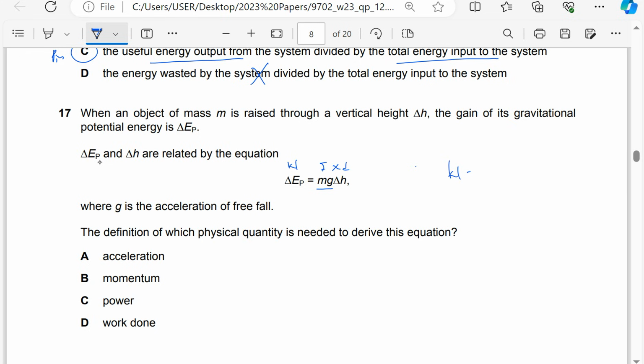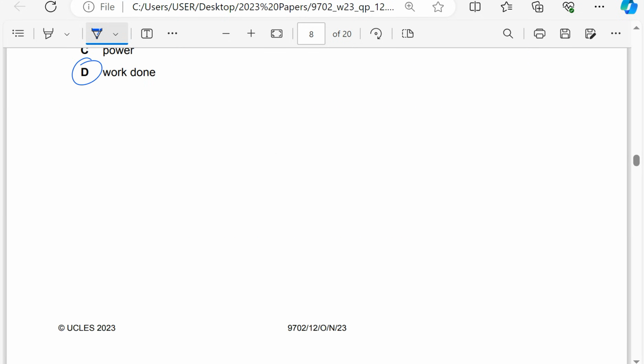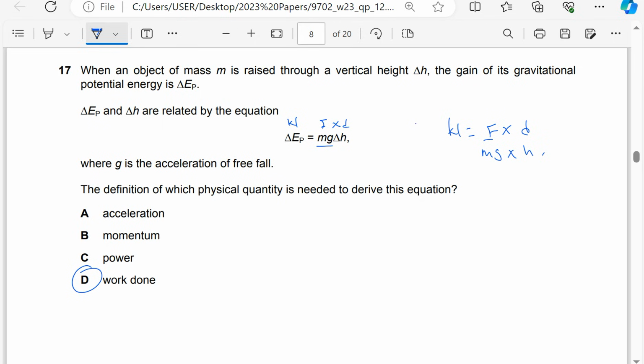So we know that work done is equal to force times distance, where the force, when you are raising an object, is mg, and the distance is the vertical height. So the answer is going to be D, work done. Okay.